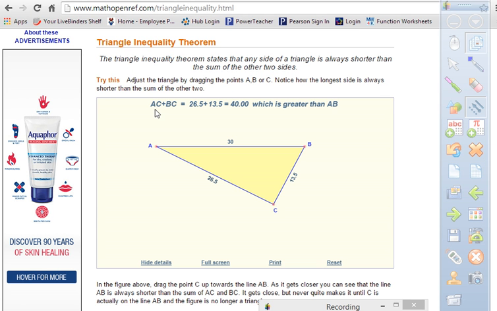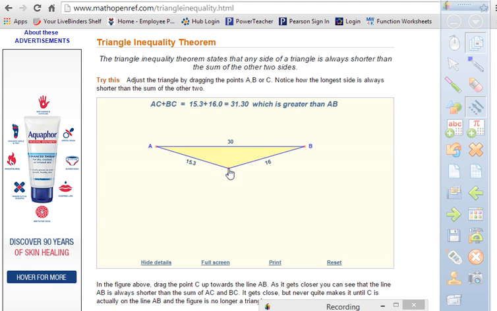Let's look at this diagram. It says AC plus BC, and then it gives the measurements of the sides. This is a Geometry Sketchpad type of software. If I grab point C, notice this side and this side right now add to 40, and the side AB is 30. If I drag over here, I'm at 47. If I drag here, I'm at 32. And if I go toward the base, I get really close to 30, but that's about as far as I can go.